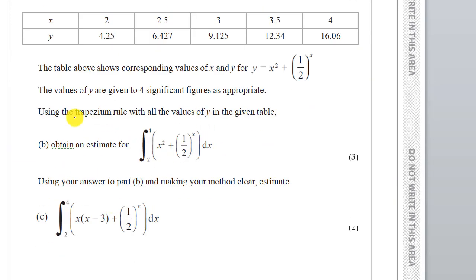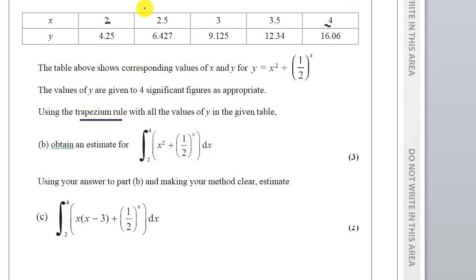Now, this is the table. The table shows corresponding values of x and y for y equal to x squared plus 1 over 2 power x. The values of y are given to 4 significant figures. Using the trapezium rule, with all the values of y in the given table, obtain an estimate for the integral from 2 to 4.